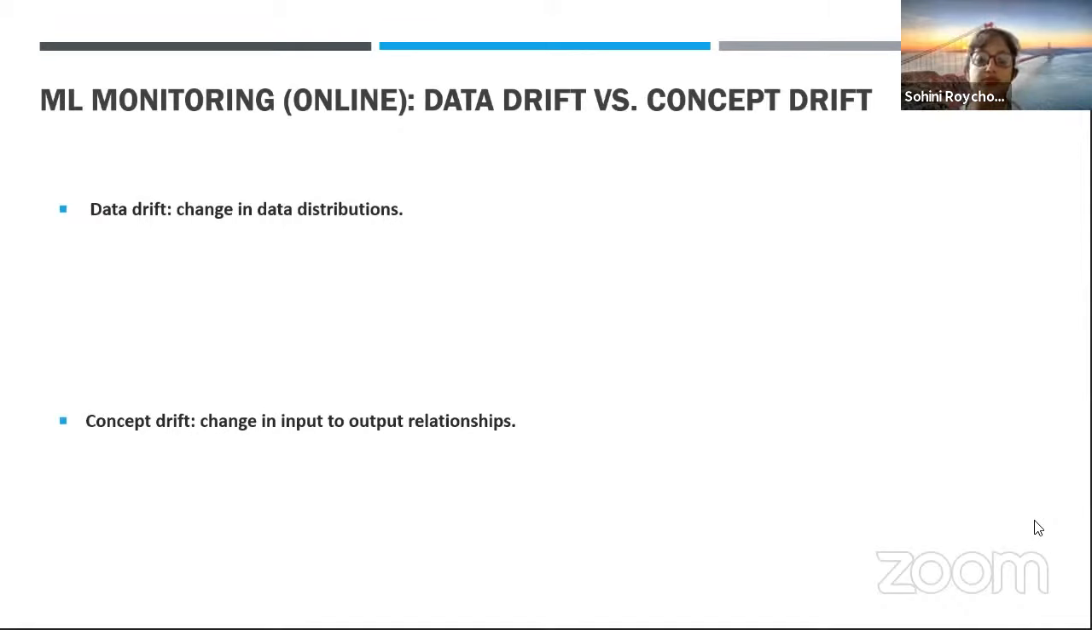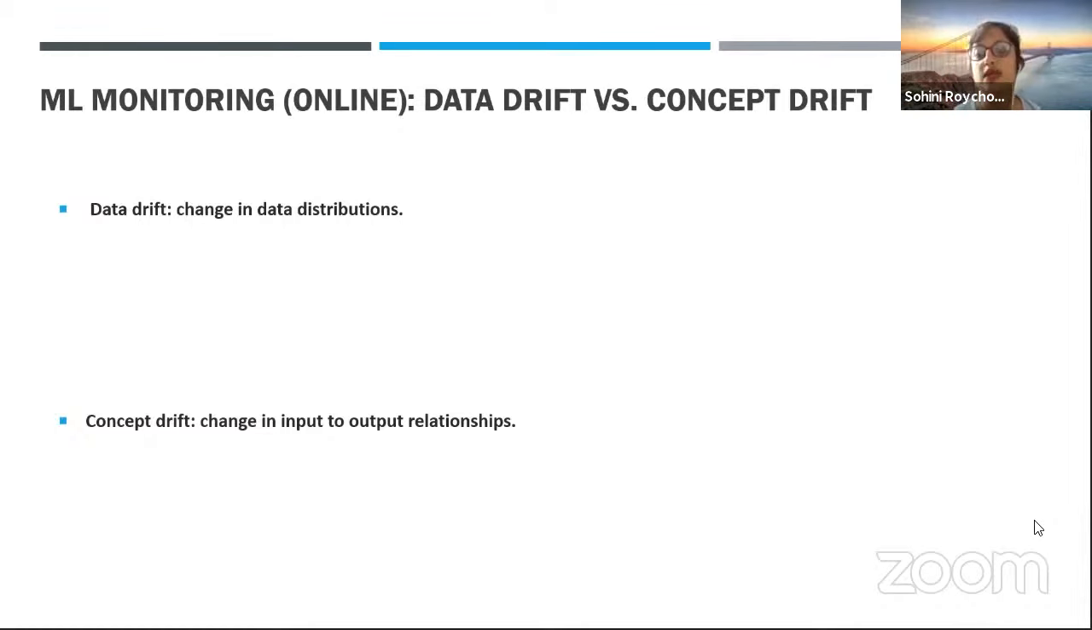And then there is the concept drift, which is the change in the input to the output relationships. So the same feature, and I'm just making this up, so maybe it was the barcode or the QR code and the cost. And these were the features that you were using in order to predict if this should be recommended.